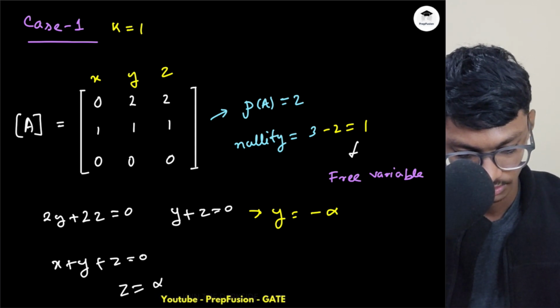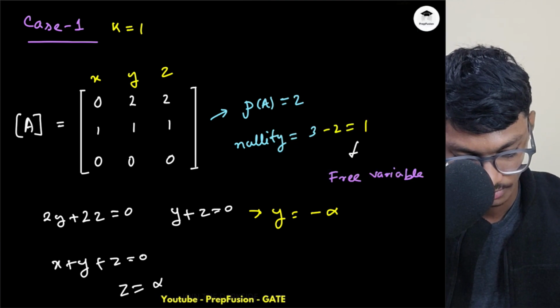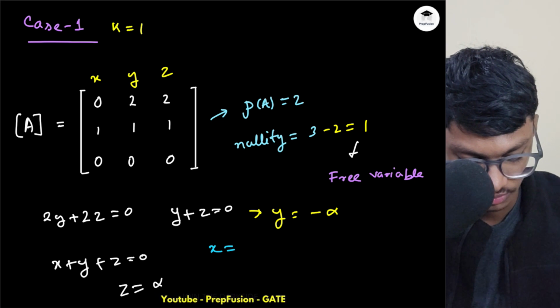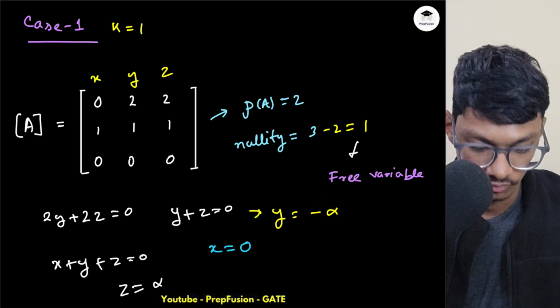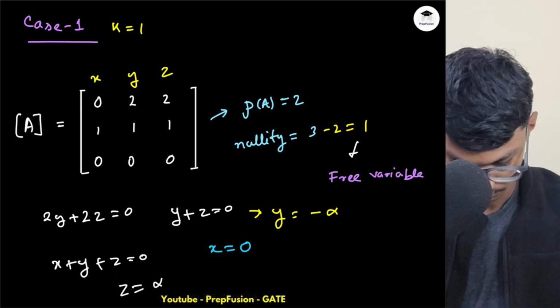Now if y is minus alpha, then x is equal to, basically y plus z is 0, and so x is equal to 0 also. So it is a constant 0, it is not varying. So only y is dependent on z, and we are free to choose z anything.